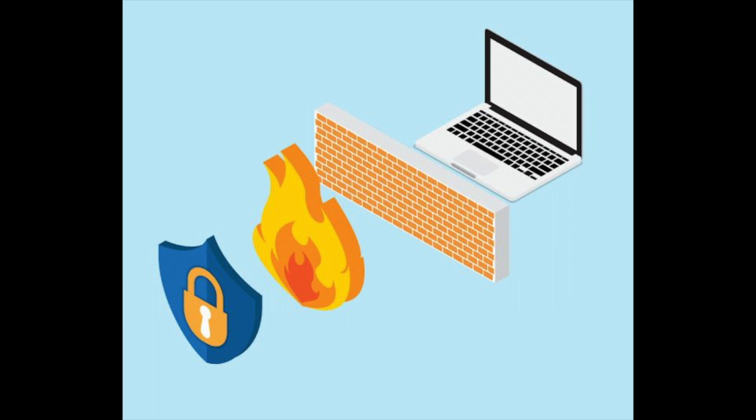Finally, let's discuss how firewalls enhance network security. Firewalls act as a barrier between your network and potential threats from the internet. They filter incoming and outgoing traffic based on predefined rules. Firewalls help protect your network by blocking unauthorized access, preventing malicious activity, and ensuring data integrity.